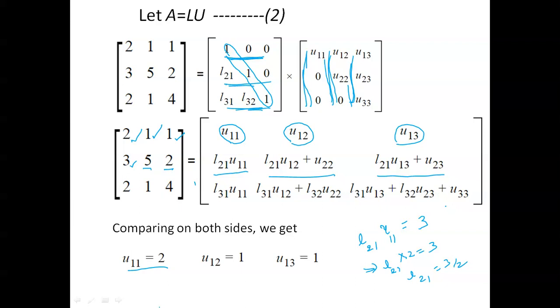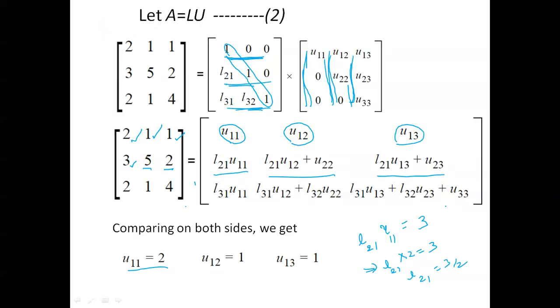So comparing the corresponding elements on left hand side and right hand side, we get the values in the next slide. So L21 U11 equal to 3. In the last slide, U11 equal to 2, U12 equal to 1, U13 equal to 1. So substituting these values, we get L21 U11 equal to 3. But here U11 value is 2. So that implies L21 equal to 3 by 2.